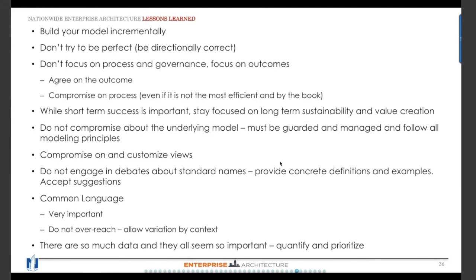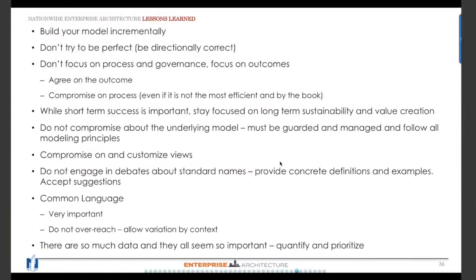And again, compromise on customized views. As you can see, we went through many iterations of creating many different views until something resonated with people. And one of the things that we found very interesting is this: a view may be very intriguing to one set of executives. It may completely not be liked by some other executives.